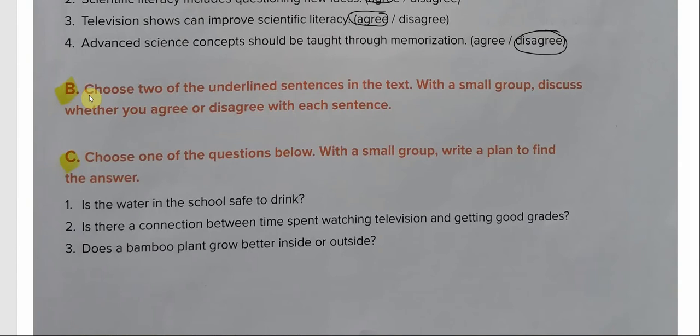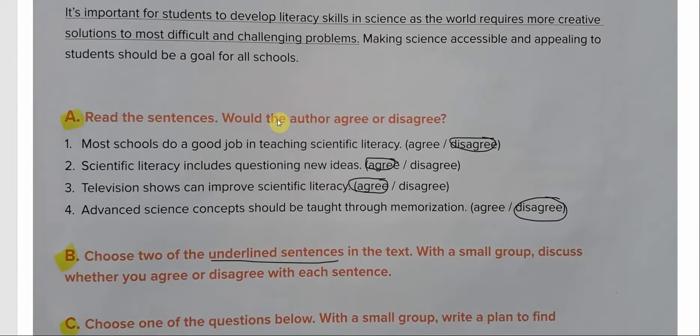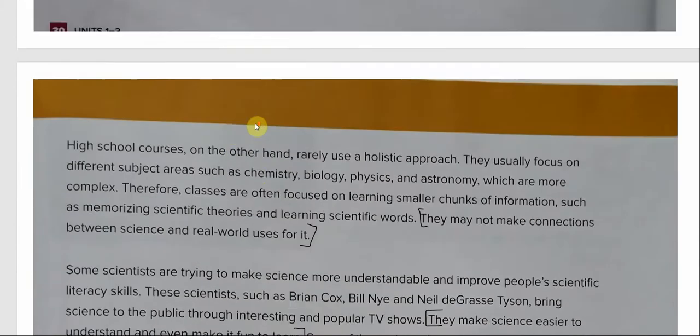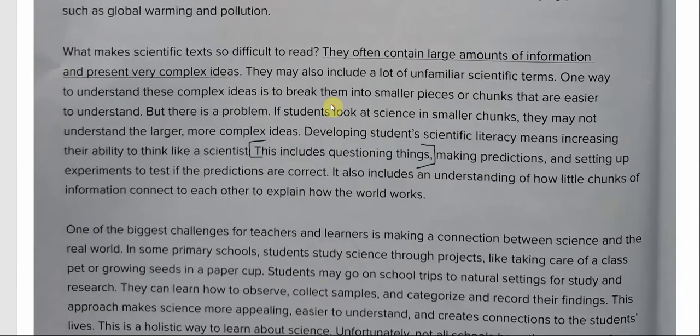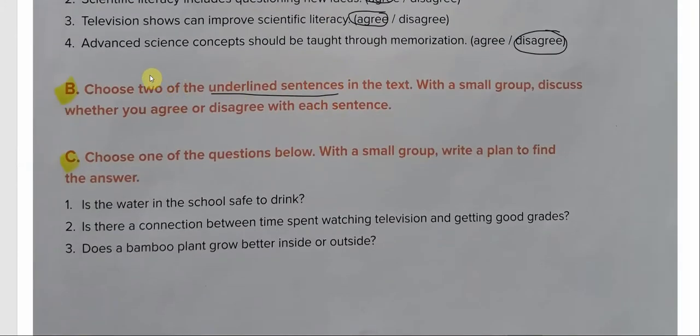For section B, when it talks about underlined sentences, remember that's this, this, or this, or this. So it says choose 2. All right, so make sure you follow the directions in the document on Google Classroom for B and for C. So this one says choose one of the questions. So this one, or this one. And please follow the directions in the document.